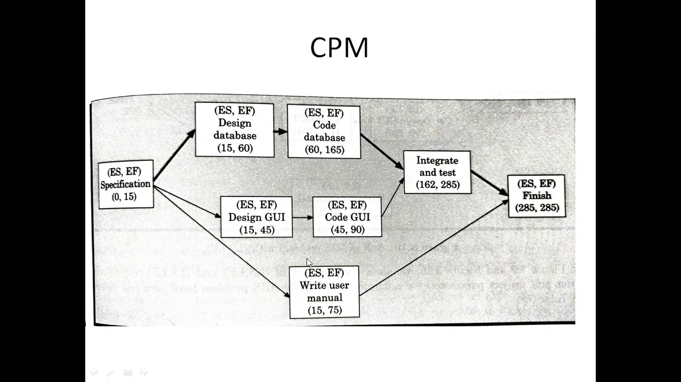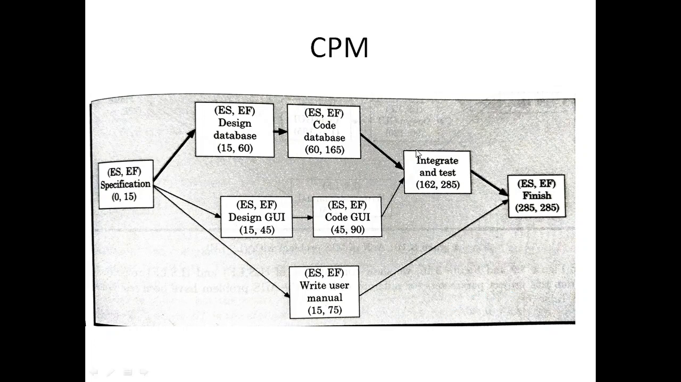But if you consider writing the user manual, it has slack time because it is not in the critical path. It requires 75 days to complete the work, and we can begin after 15 days. After 15 days we can start writing the user manual, but it is not necessary that we start from day 15 onwards, because the finish time is 285 and we require only 75. So the slack time is 210. We can start from day 210, and then also we can finish without delay.